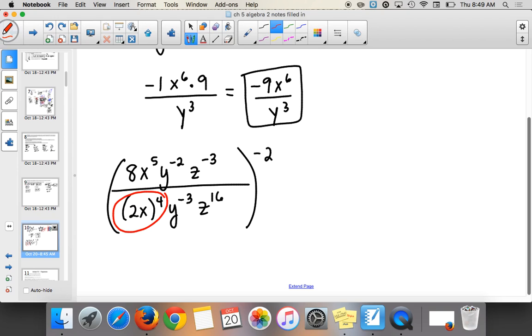If I have 2x raised to the 4th, so it's 2x times 2x times 2x times 2x. Eric, do you know it? 16x to the 4th, exactly. So I'm going to replace that with my 16x to the 4th.